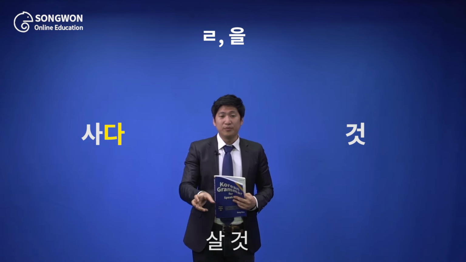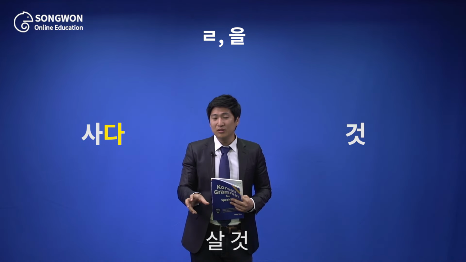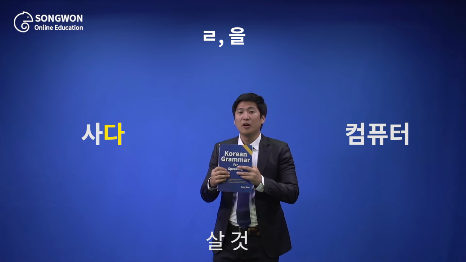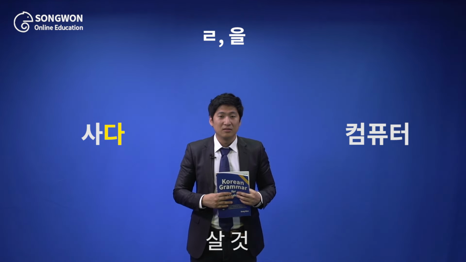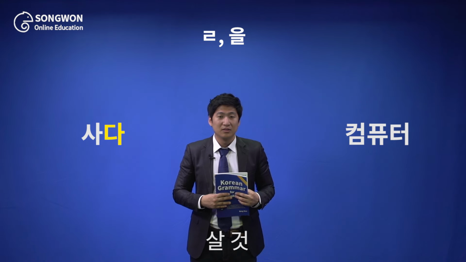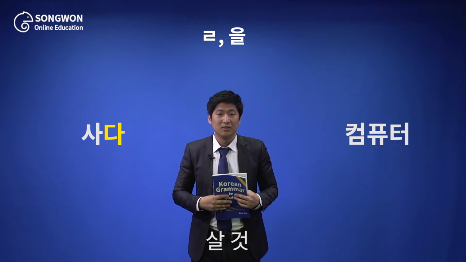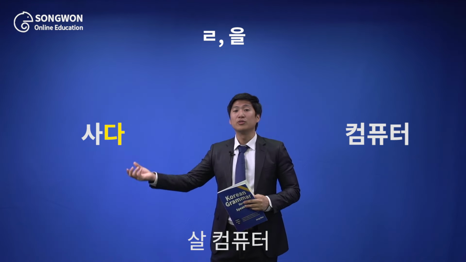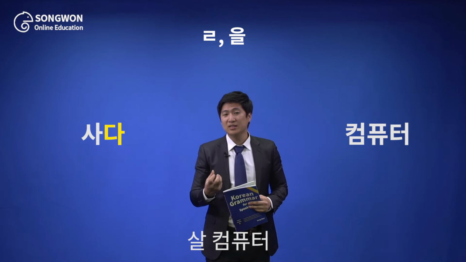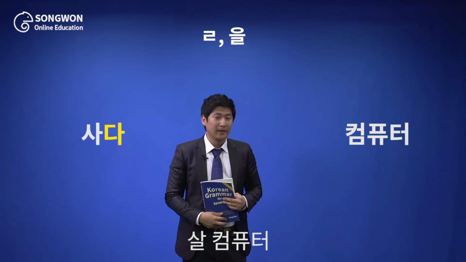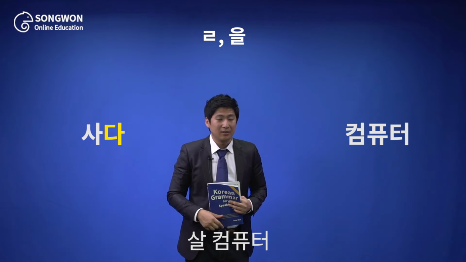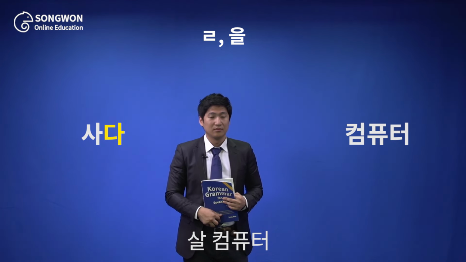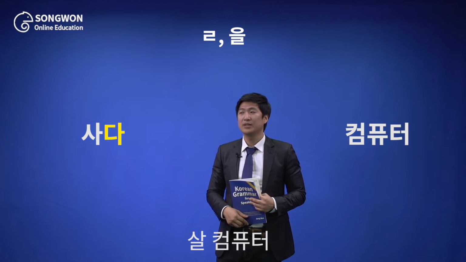So we practiced the person, the man, the girl. It doesn't have to be a person. It can be any noun. Like the computer that I will buy. 살 computer. That's right. But who will buy? I will buy. So in this case, you have to use 제가. The computer that I will buy. 제가 살 computer. Good.